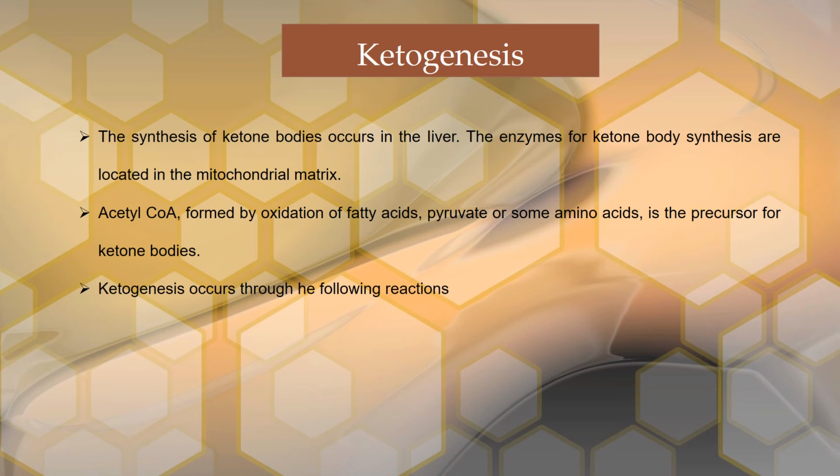Ketogenesis, the synthesis of ketone bodies, occurs in liver. The enzymes for ketone body synthesis are located in mitochondrial matrix. The substrates like acetyl coenzyme A, which is formed from the fatty acid oxidation, pyruvate from the TCA, and some of the amino acids are useful for the ketone body synthesis. Ketogenesis occurs through the following reactions.